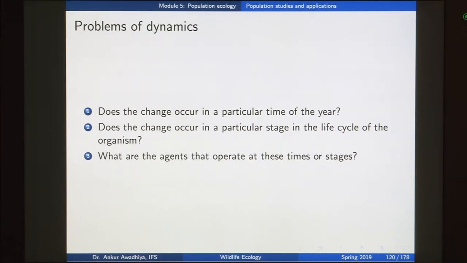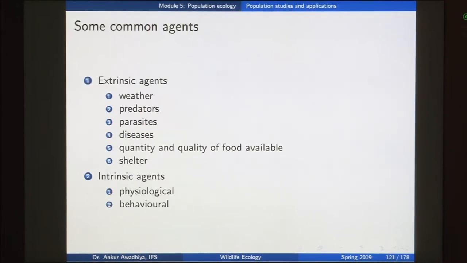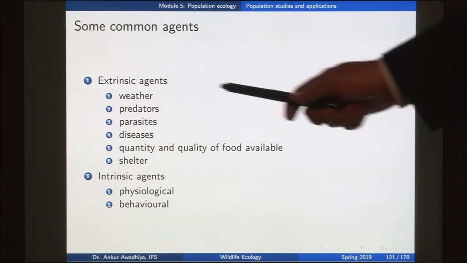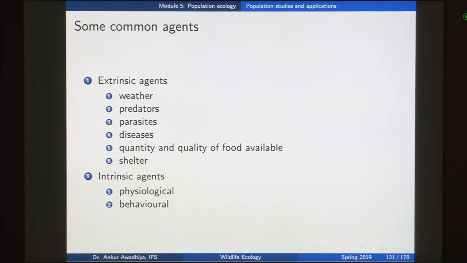And there can be a number of such agents. You can have extrinsic agents or you can have intrinsic agents. Extrinsic agents are those agents that are acting outside of the organism. So, things such as weather, probably it was very hot, probably it was very cold, very dry, very wet. So, weather can be an extrinsic agent. So, probably it rained much better this year. So, that is why we are seeing more locusts.